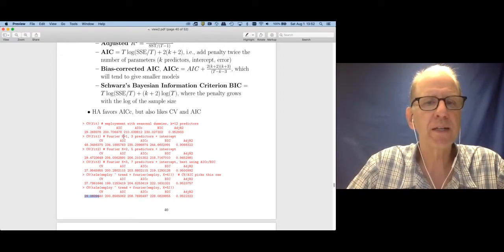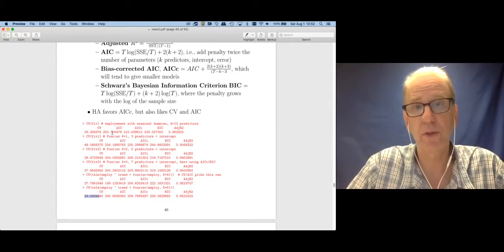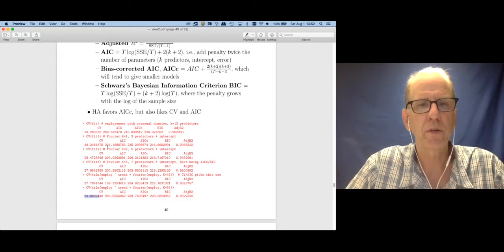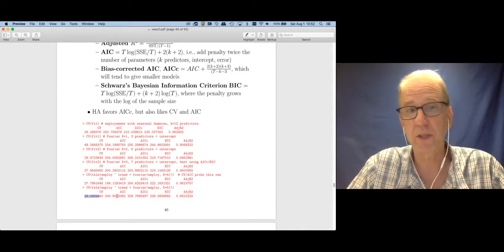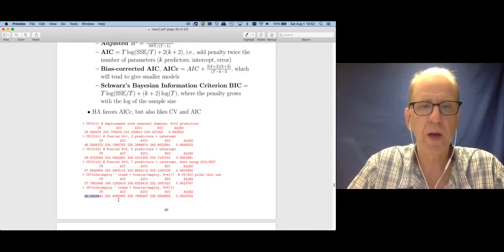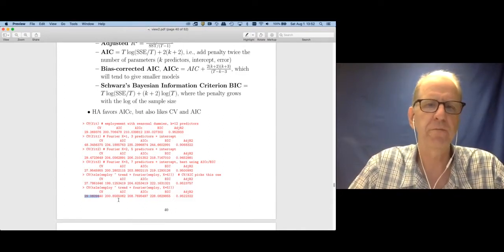If we were to use AIC, we see a pretty similar story. So 200.7 with all the dummies. When we start using Fourier terms, 1 isn't enough, 2's better, 3's better yet, maybe 4 is even better yet, but not by much. And then if I go out to 5, it starts to increase. So I've overfitted. I'm starting to overfit there.